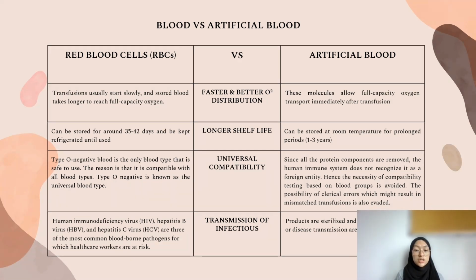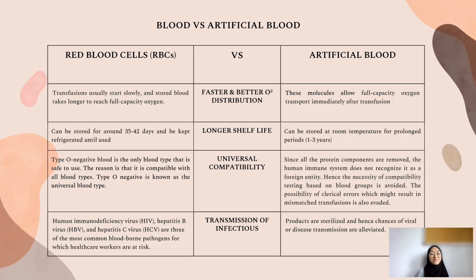The second one is longer shelf life. Artificial blood can be stored at room temperature for a prolonged period of 1 to 3 years, while RBCs can be stored for around 35 to 42 days and be kept refrigerated until used. Okay, for universal compatibility, since all the protein components are removed, the human immune system does not recognize it as a foreign entity. Hence, the necessity of compatibility testing based on blood group is avoided. The possibility of clerical errors which might result in mismatched transfusion is also avoided.